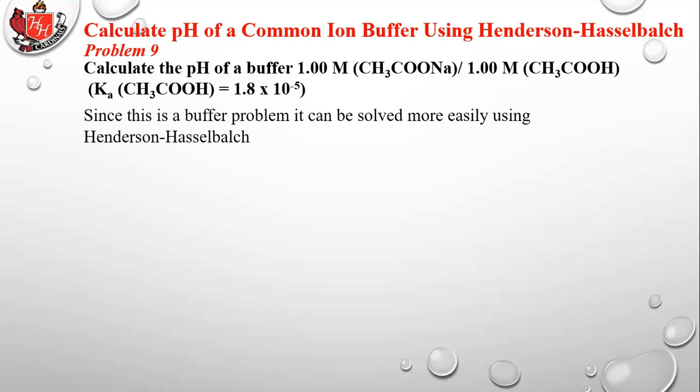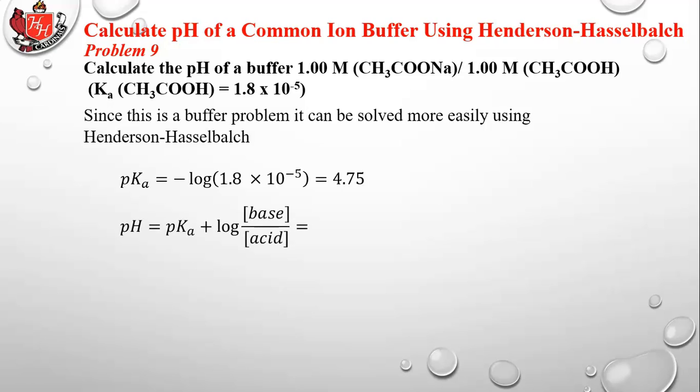Okay, so now we're doing the same thing with Henderson-Hasselbalch. We have the concentrations we need for the weak acid and weak base. We just need to calculate the pKa from the Ka value given there. The pKa is the negative log of 1.8 times 10 to the negative fifth. That equals 4.75. There's the formula. Plug in 4.75. The log of the base over the acid is the log of 1 over 1, which equals the log of 1. That equals 0. Therefore, the pH is 4.75.